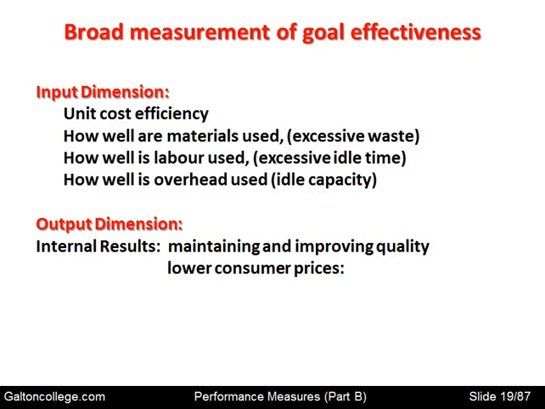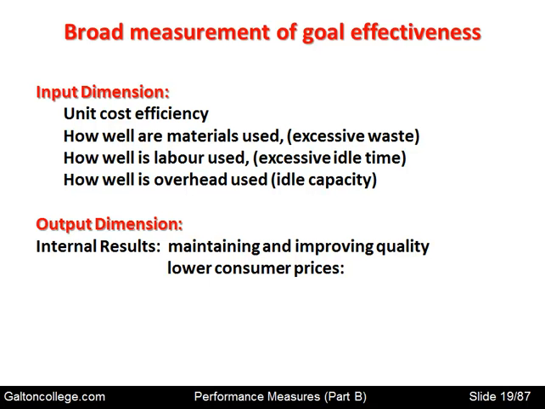Then look at the output dimension. Internal results, maintaining and improving quality, and lower consumer prices. The idea is to give customers good satisfaction and make the customers happy with the product they've purchased so they will return and they'll have repeat orders. And the way to do that is to give them good quality at a price which is good. It's a competitive price. Give them a good experience. And that's what the marketing department is attempting to do.